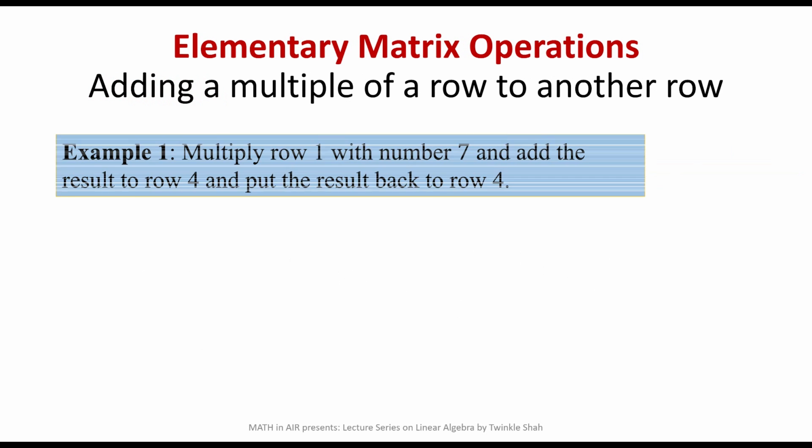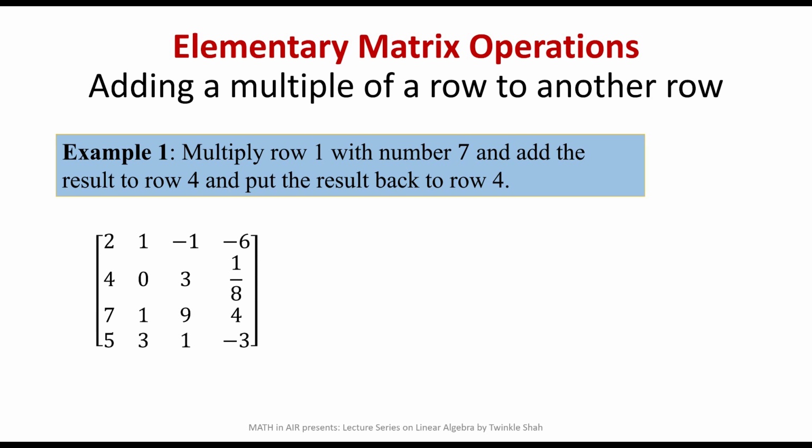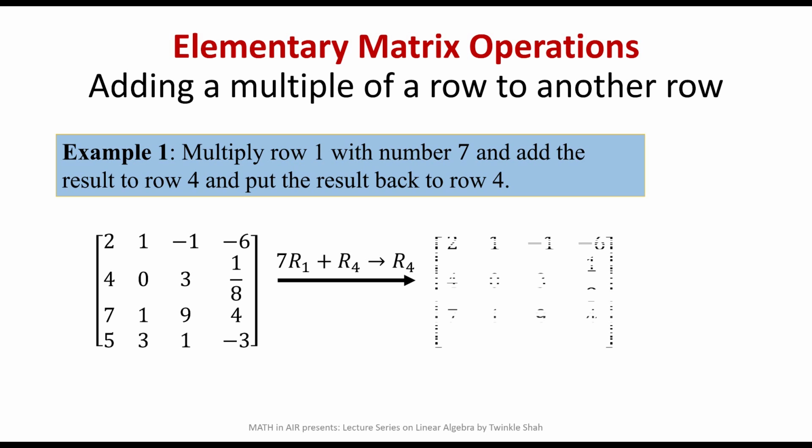Let's do another example. Multiply row 1 by the number 7, add the result to row 4, and put the result back into row 4. Let's see how that works. Here we have a 4 by 4 matrix and we want to perform this operation. Let's write down the resulting matrix on the right. In the resulting matrix, rows 1, 2 and 3 remain the same as in the original matrix.